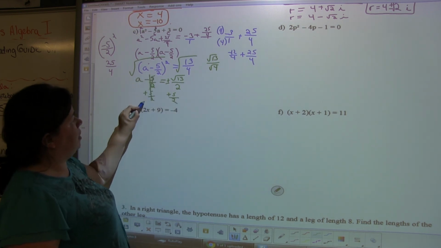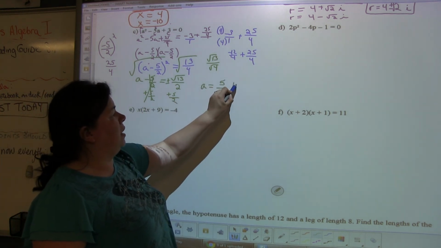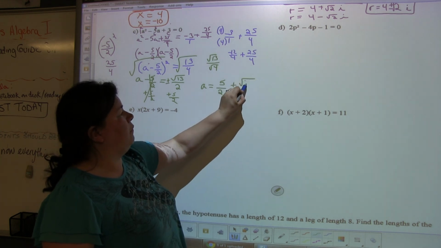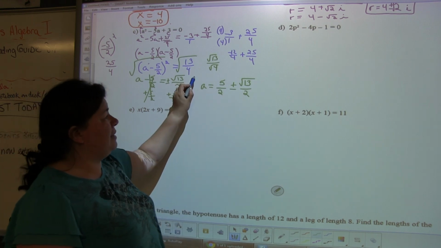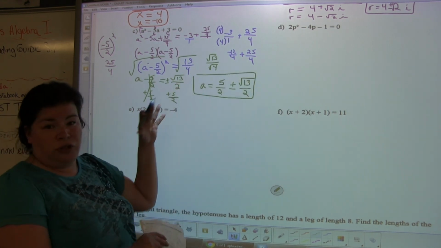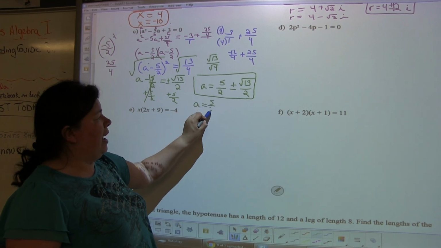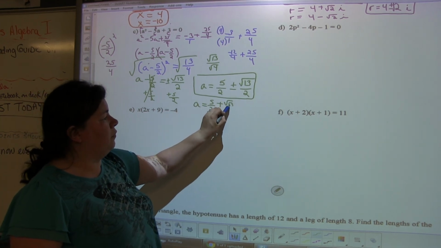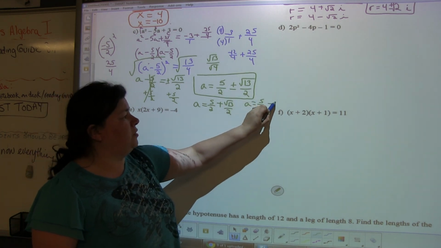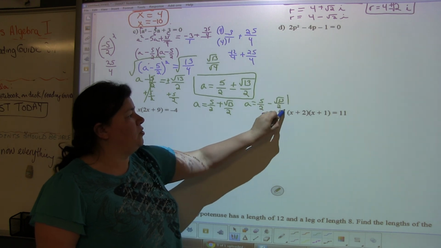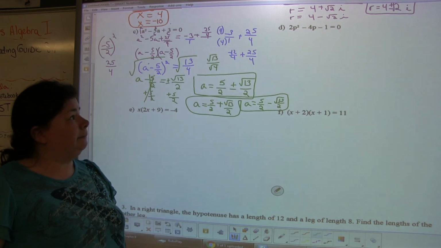So then what this looks like is that a equals 5/2 plus and minus the square root of 13/2. So that would be our final answer. But you may see it in the book as two separate answers. So it would look like a equals 5/2 plus the square root of 13/2, and a equals 5/2 minus the square root of 13/2. So that's how they write them separately, or you could write it together.